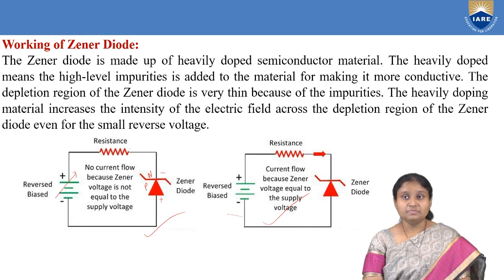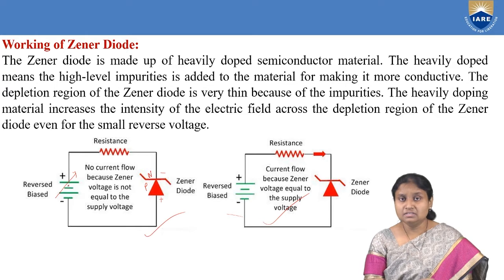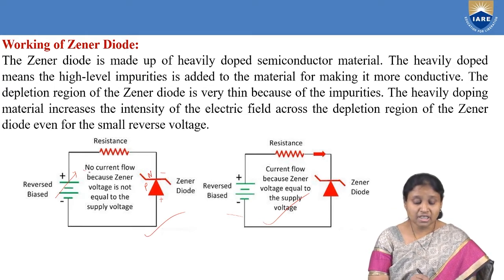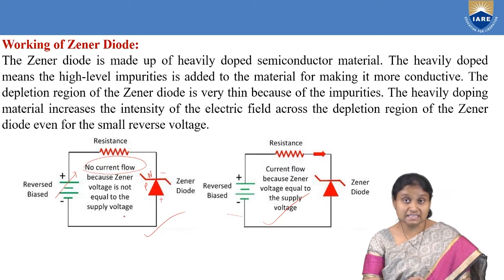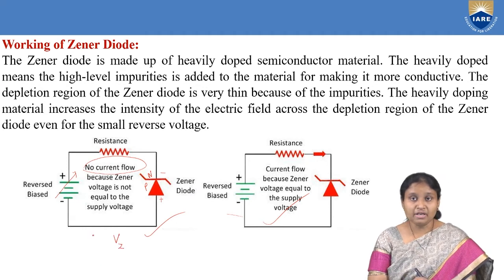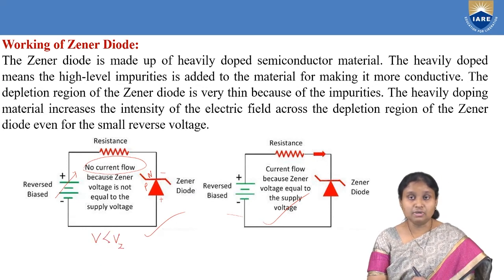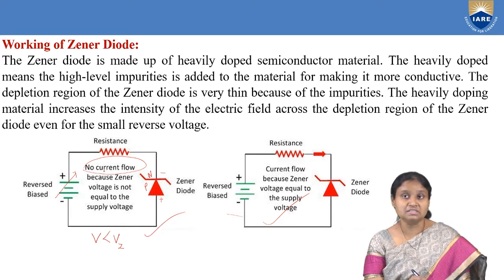What we are going to observe here is, as I slowly started increasing the reverse bias voltage, there won't be any current flow across the Zener diode until the voltage exceeds the Zener voltage. If I take my Zener voltage, defined as Vz, and the applied voltage is less than the Zener voltage, then there is no flow of current across this circuit, where we are putting one resistance in order to make current flow.